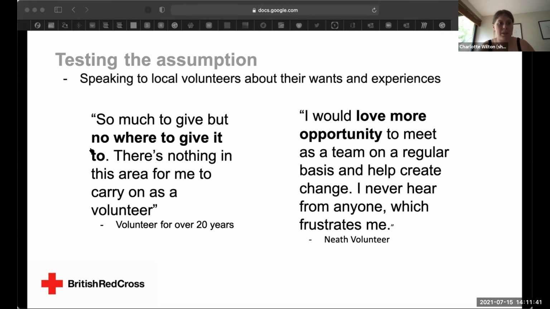And as you can see from some of these quotes on the screen now, we had a lot of really passionate comments from our volunteers to show us this is a good direction for us to travel in. So for example, one volunteer of over 20 years said, they have so much to give and nowhere to give it to.